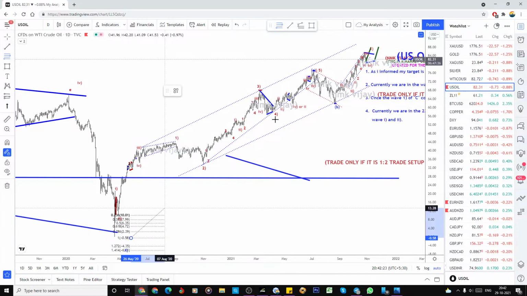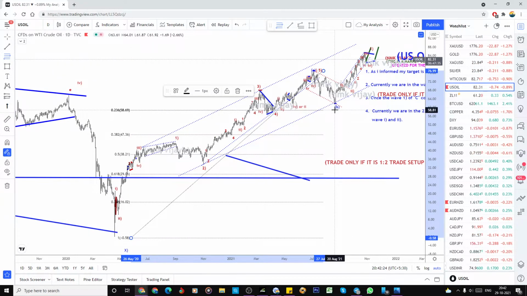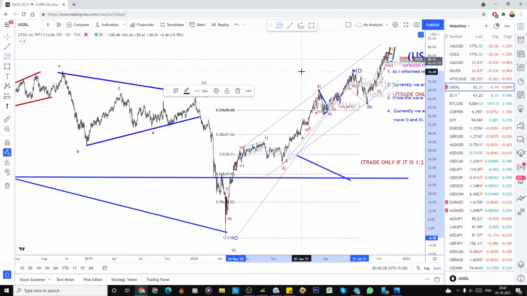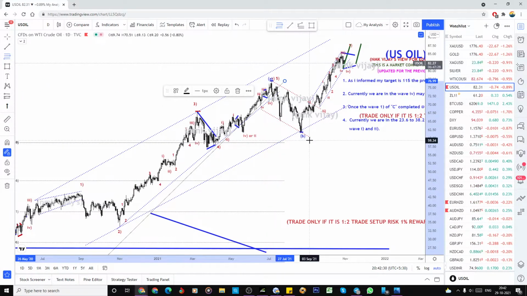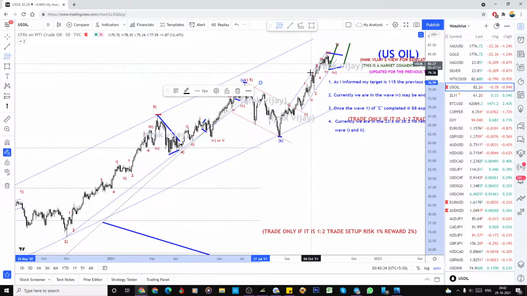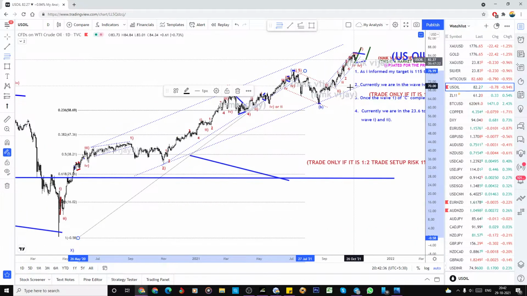We already did the same analysis, right? 23.6, and again it should. So that is also a zigzag. 1 2 3 4 5 got completed, and again the three-wave structure for the B, and we are in the C wave. Once it got triggered, my stop loss is at 81.5, right?